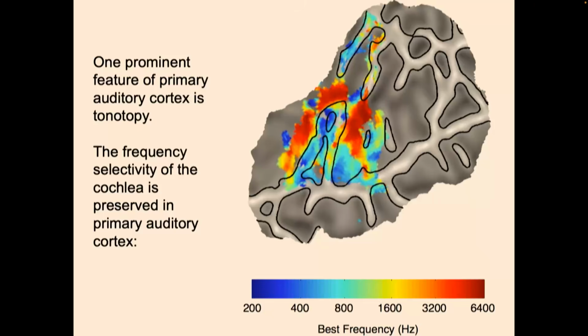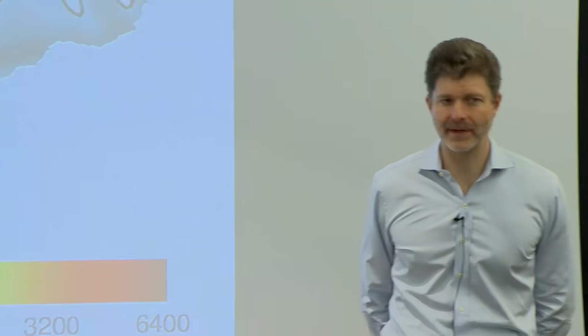I have a question about the tonotopy that we saw in the MRI scan. Do you know if there's any stimuli that produces similar activations in the auditory cortex in deaf individuals? So you're asking, is there a way to activate this bit of cortex in someone who's deaf?